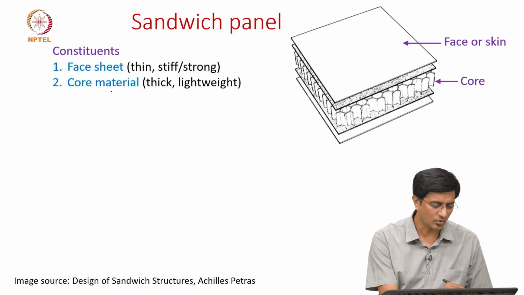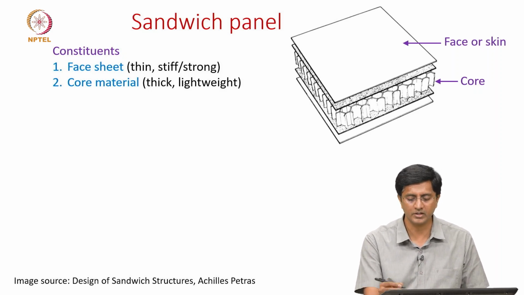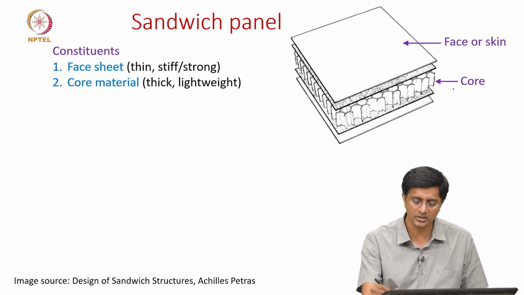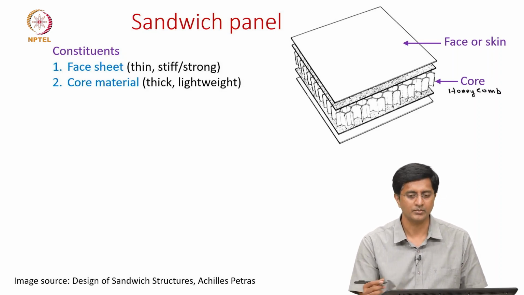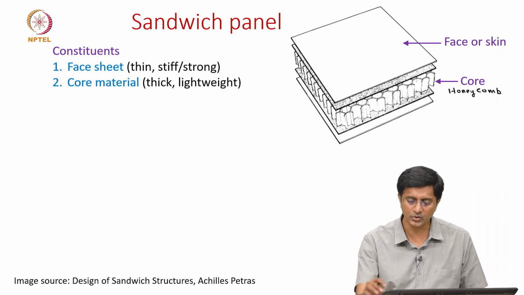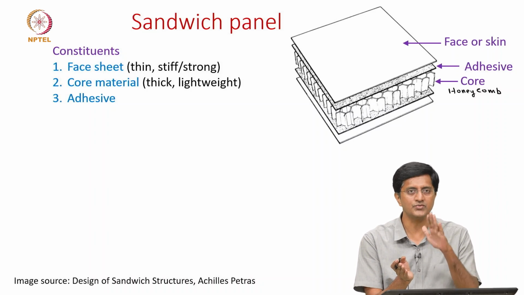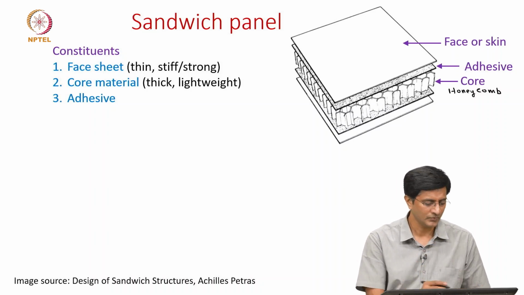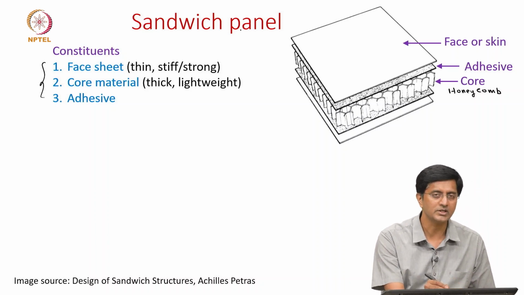Second is the core material, which is at the center. Usually there are many different core materials people use. What you are seeing here is a honeycomb. Hexagonal honeycomb could be made up of materials like aluminum. And lastly, to join the face and the core, we need a third layer in between, which is the adhesive. This adhesive helps to bond the face sheet to the core material. So these three constitute what we call the sandwich panel.